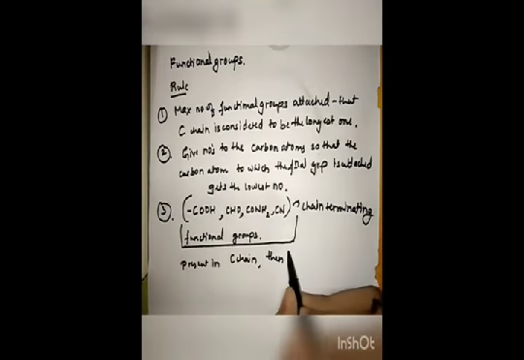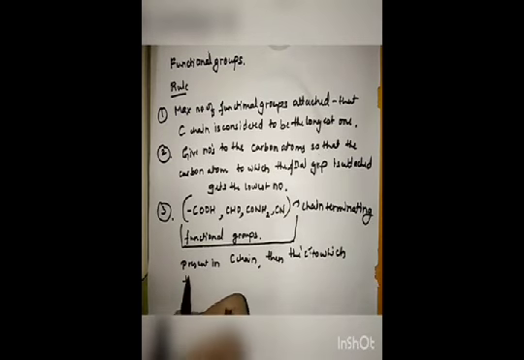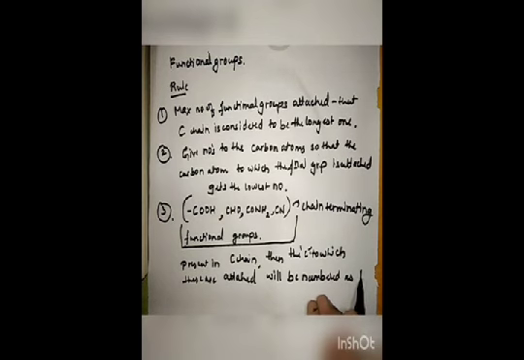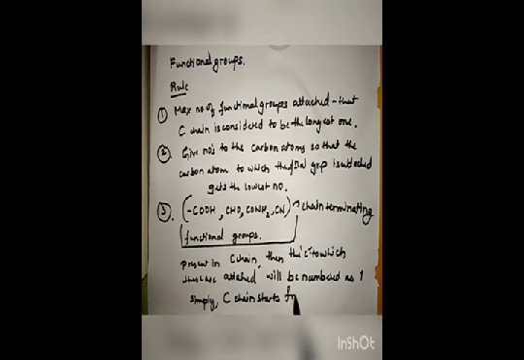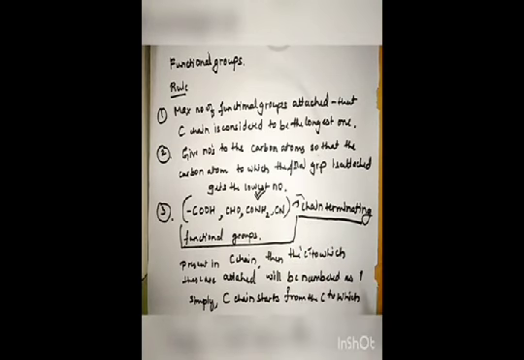So if these are present in the carbon chain, then the carbon to which these are attached will be numbered as 1, or simply, the carbon chain starts from the carbon to which these chain terminating functional groups are attached.